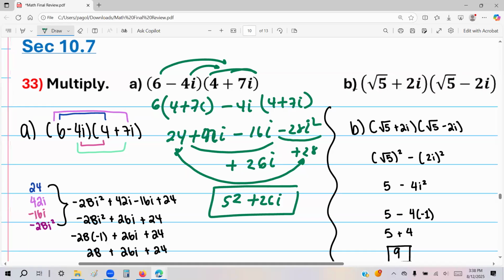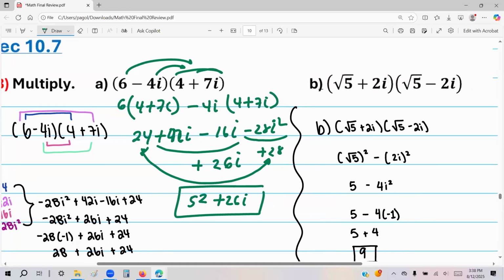All of them are same. These conjugates, you don't have to use FOIL, you can use difference of squares. So square root of 5 squared minus 2i squared, which is 4i squared. But this is basically plus 4. So you have 5 plus 4, which is 9.